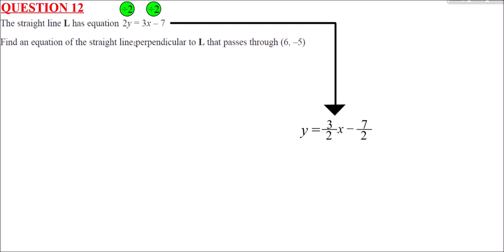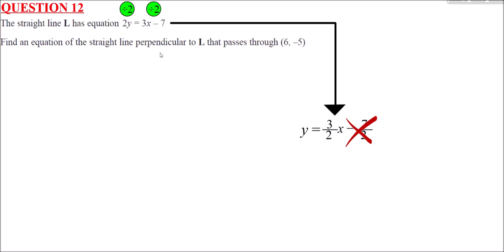The key thing here is perpendicular. Perpendicular means it affects the gradient of the line it's perpendicular to. So we don't actually need to consider the y-axis intercept. This part of line L we don't need in order to answer the rest of the question. So I'm just going to scrub off that bit. We're going to borrow the gradient. So what do we mean by borrow the gradient? Thank you to O'Grady for this as well.